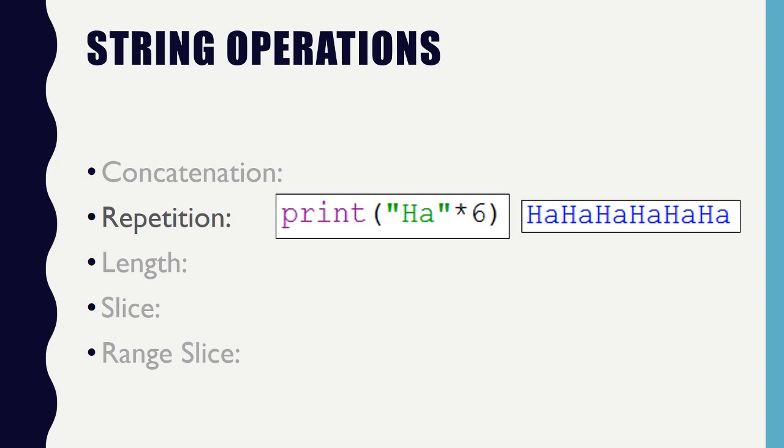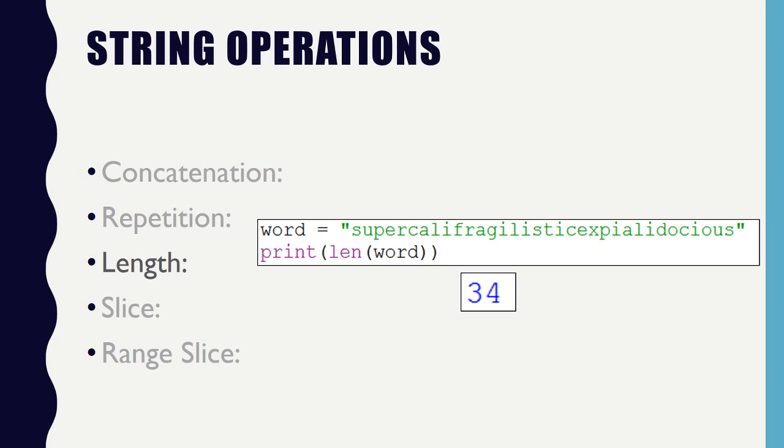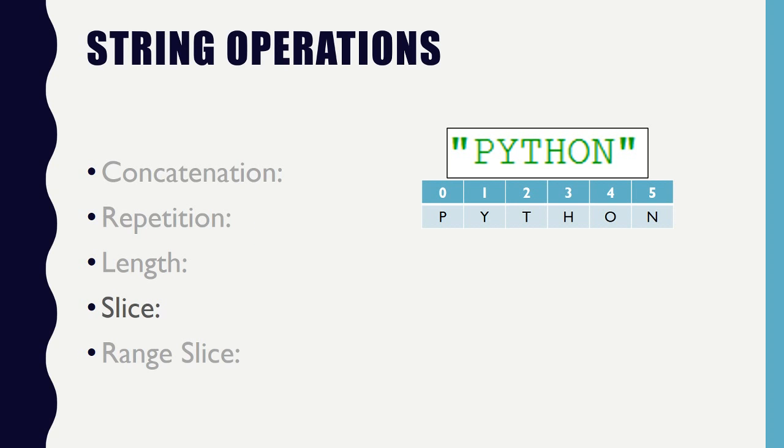Python lets us do repetition with the multiplication symbol or the star, and we can repeat ha 6 times to have some longer laughter. Length is important. We can use the length command, len, and put a string inside those parentheses to get the number of characters present in the string. So in this example, supercalifragilisticexpialidocious has 34 letters, and we learn that by printing out the length of that word.